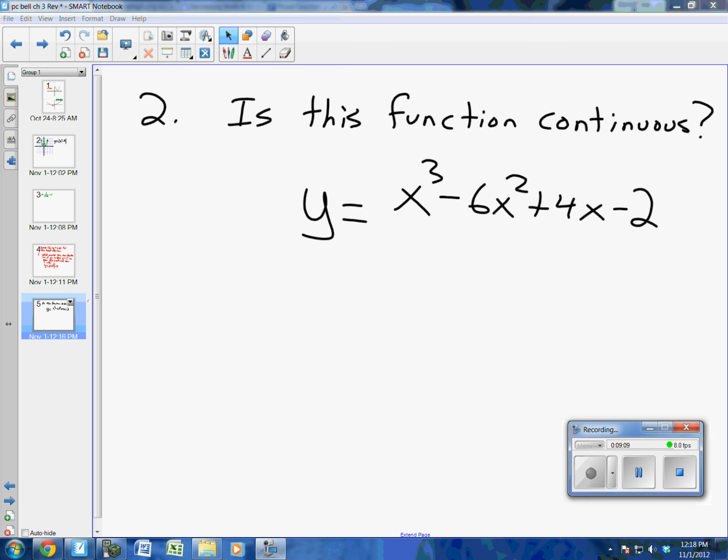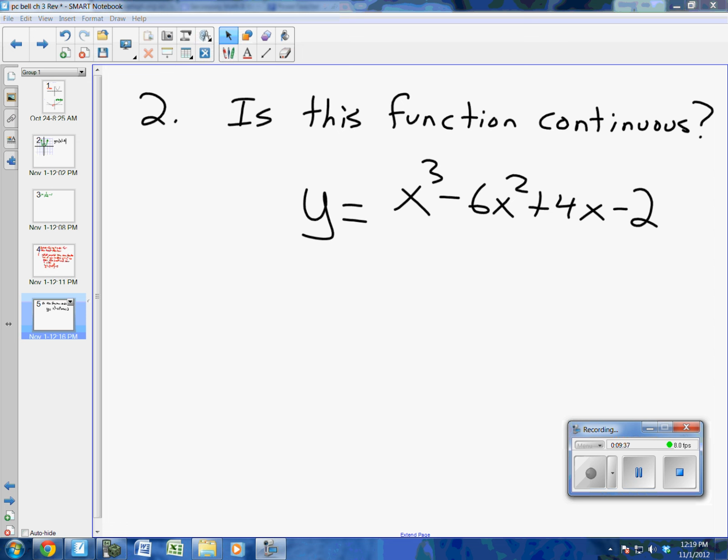Yes. I couldn't see your reason very well. Okay. You guys, why is this continuous? It is continuous. Why is it continuous? Yeah. Are there any holes in it? No. Are there any asymptotes in it? No. Could you draw the whole thing without lifting your pencil? Yeah, if you could go on forever, right? So yes, this one is continuous. It goes on forever in all directions.